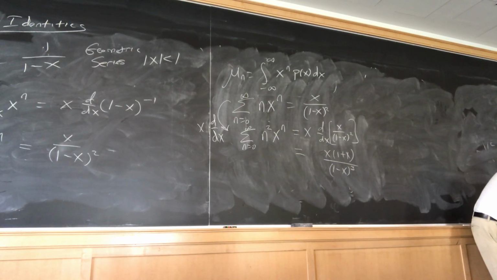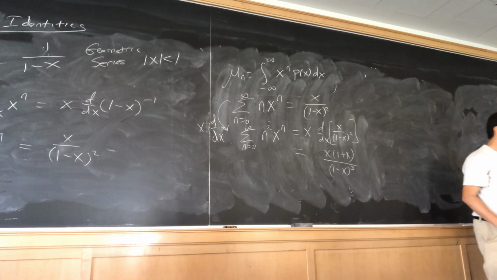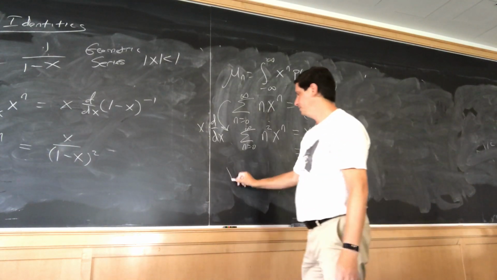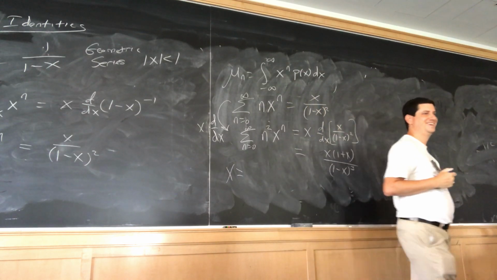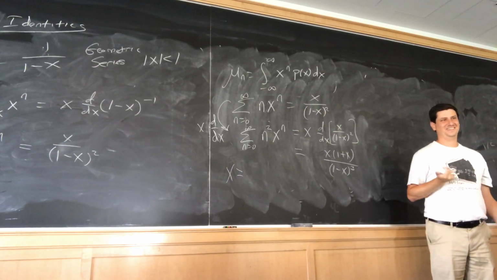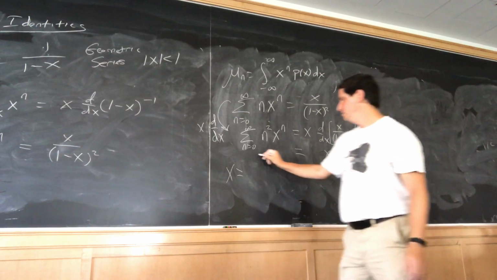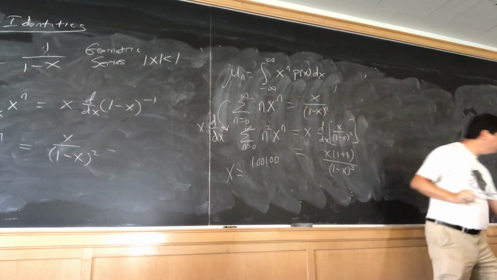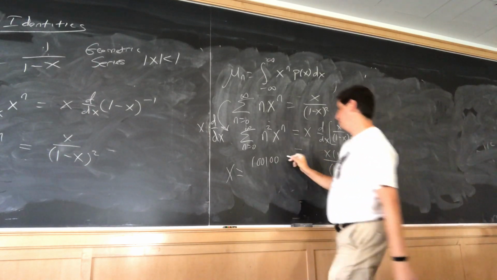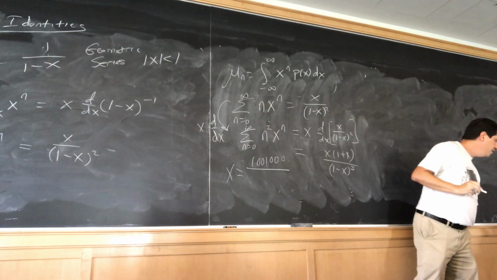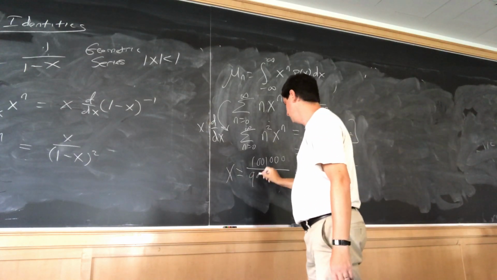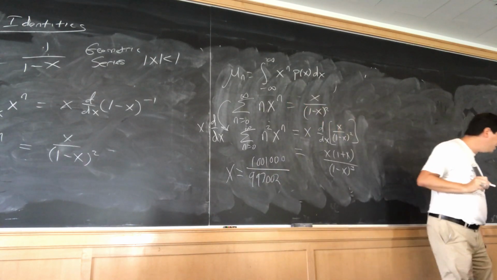So now, what would be a good value to take for x? Yeah, same value. Take 1 over 1,000. And so we get 1,001,000 divided by 997,002, I think 999.